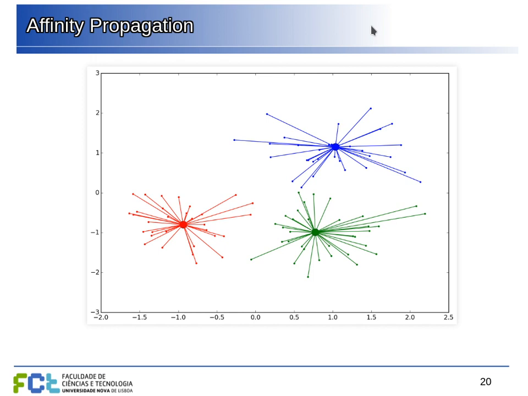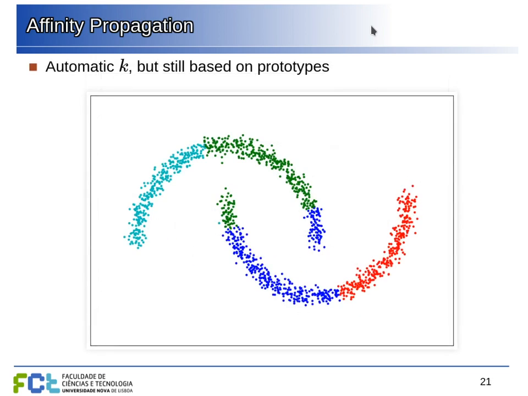Now this is still based on prototypes. So even though k is automatic, the number of clusters comes automatically from the parameters that we put there and the shape of the data. We do not explicitly decide how many clusters we are going to create.